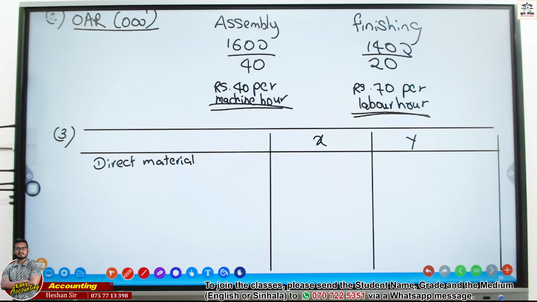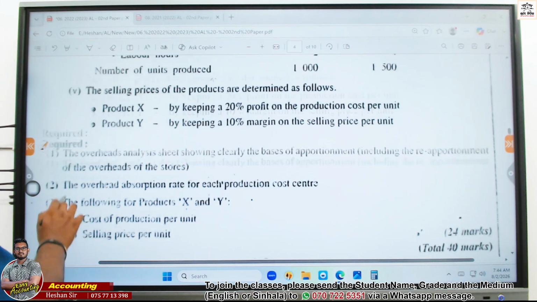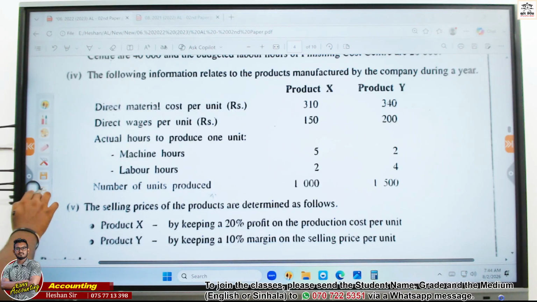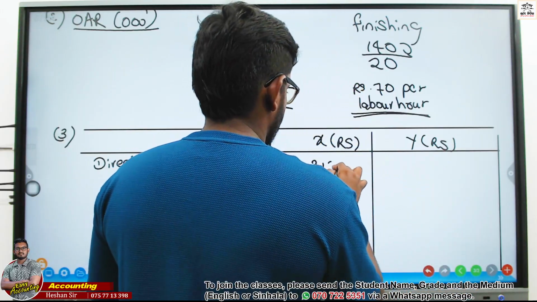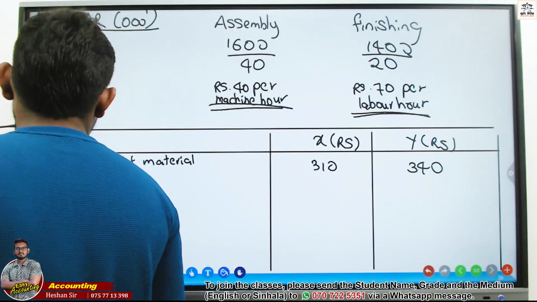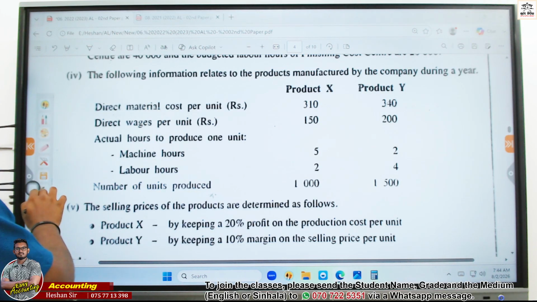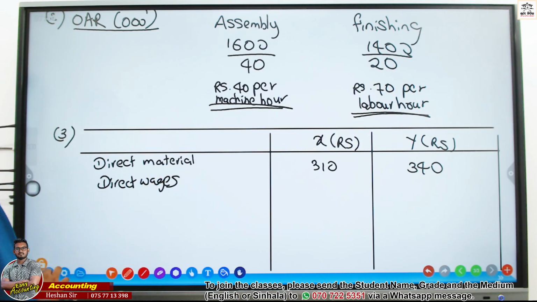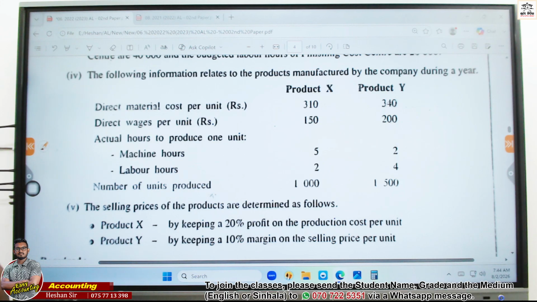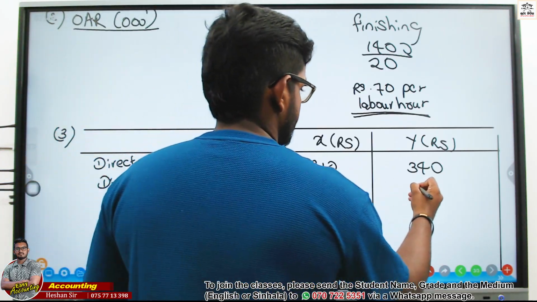Then next one, direct material is given, right? Direct material is how much? 310 and 340. Put rupees. 310 and 340, right? Direct wages, 150 and 200.